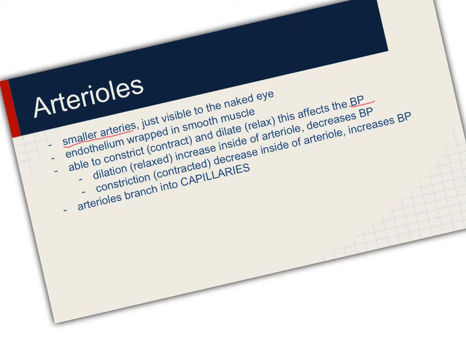So when dilation occurs, they're relaxed. It increases the inside of the arterioles, and our blood pressure decreases. When constriction happens, when we have contraction, it decreases the inside of the arteriole, therefore increasing the blood pressure. So if you have a larger space, you have a decrease in your blood pressure. If you have a smaller space, you have an increase in blood pressure. Arterioles then branch into capillaries.